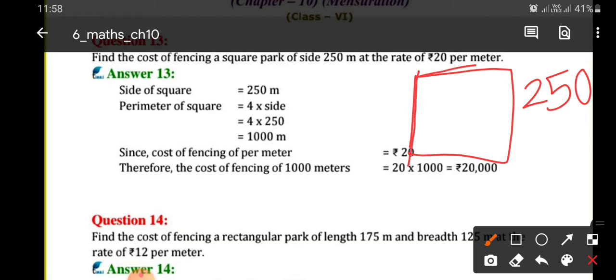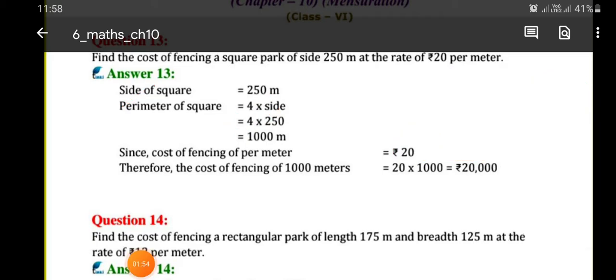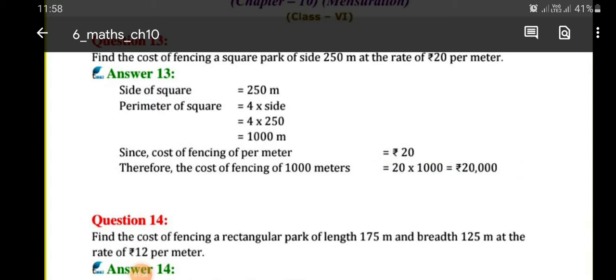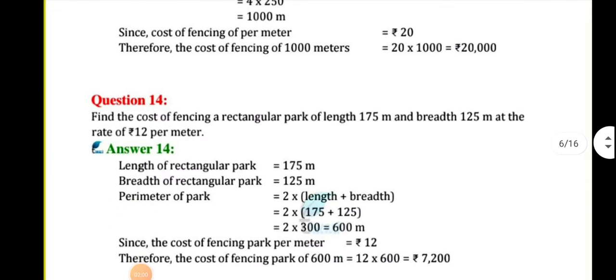It means the total length of this square we have to find out. So find out the perimeter of the square. 4 into side is equal to 4 into 250 is equal to 1000 meter. So the cost of fencing the square park is 20 rupees per meter. Then for 1000 meter it is 20 into 1000. So it's 20,000 rupees.